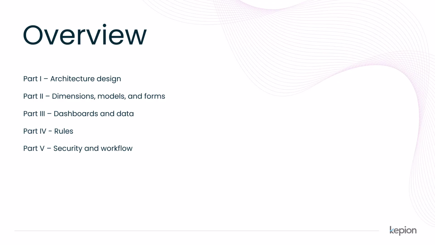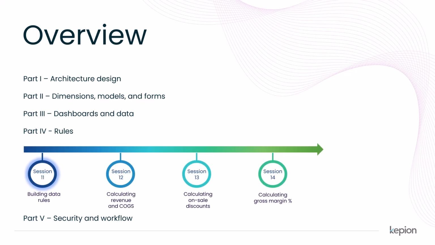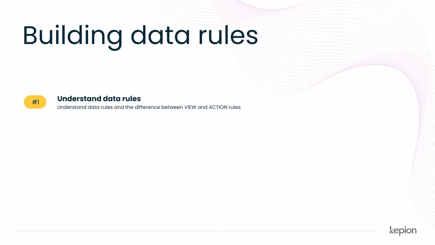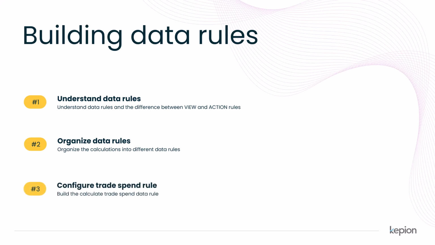In this session, we'll start building the data rules we need to calculate the values that populate our P&L form. First, we'll take a look at the data rule editor and learn the difference between view and action rules. Then we'll organize the calculations we outlined in the architecture document. And lastly, we'll configure the first data rule we need in Kepion.